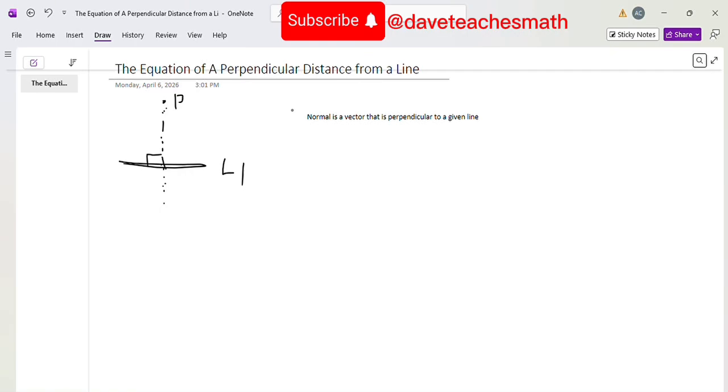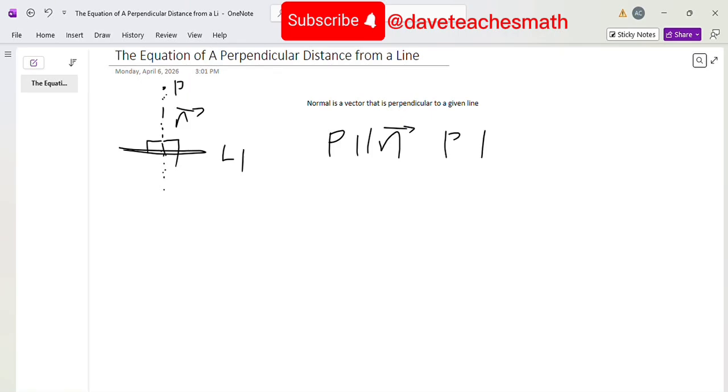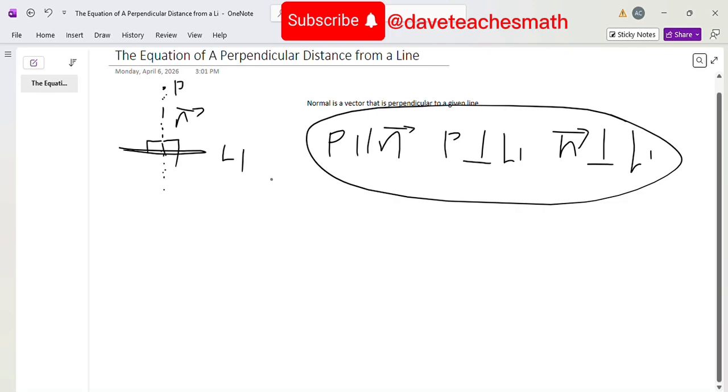Now with this diagram we can say that we have a normal vector n over here, which is also perpendicular to L1. What does that tell us? What it tells us is that P is parallel to N. And if P is parallel to N, that means P is perpendicular to L1, and also the N vector is perpendicular to L1. So this is something that you want to keep in your head for future reference. Now let's get into it.